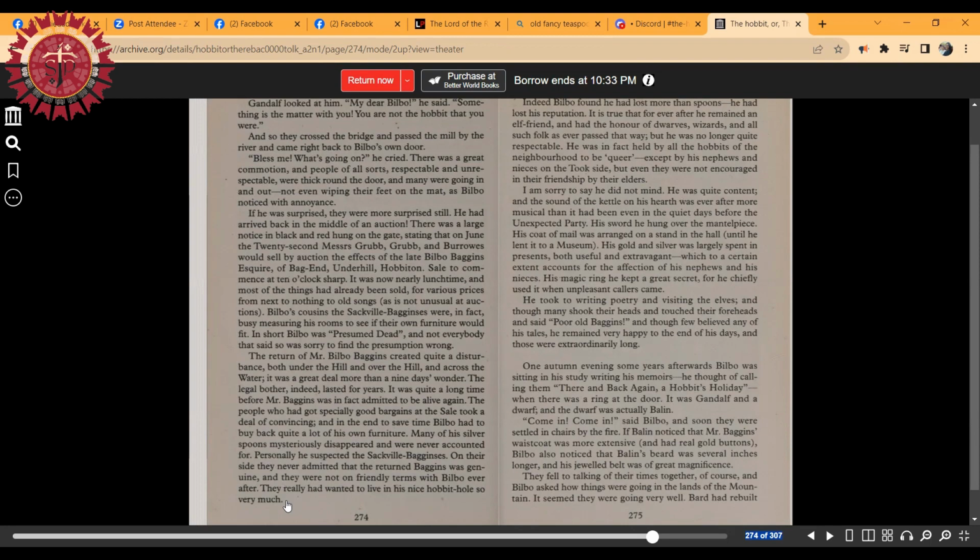The people who had got specially good bargains at the sale took a deal of convincing, and in the end, to save time, Bilbo had to buy back quite a lot of his own furniture. Many of his silver spoons mysteriously disappeared and were never accounted for. Personally, he suspected the Sackville Bagginses. On their side, they never admitted that the returned Baggins was genuine, and they were not on friendly terms with Bilbo ever after. They really had wanted to live in his nice hobbit hole so very much.